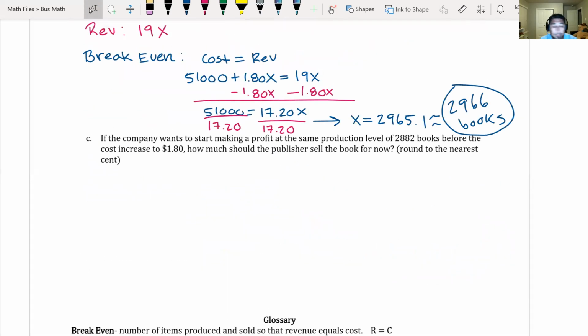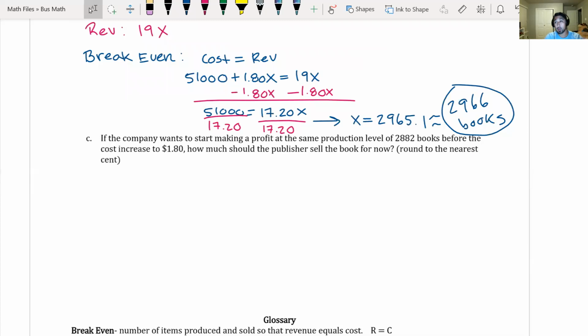Last one. Okay. If the company wants to start making a profit at the same production level of 2,882 books before the cost increased to $1.80, how much should the publisher sell the book for now? Round to the nearest cent. So the company doesn't want to make more books, right? They want to make the same amount they were making, 2,882 books. And they want to do this at the new cost level, right? So they want to know how much should they sell the book for now.